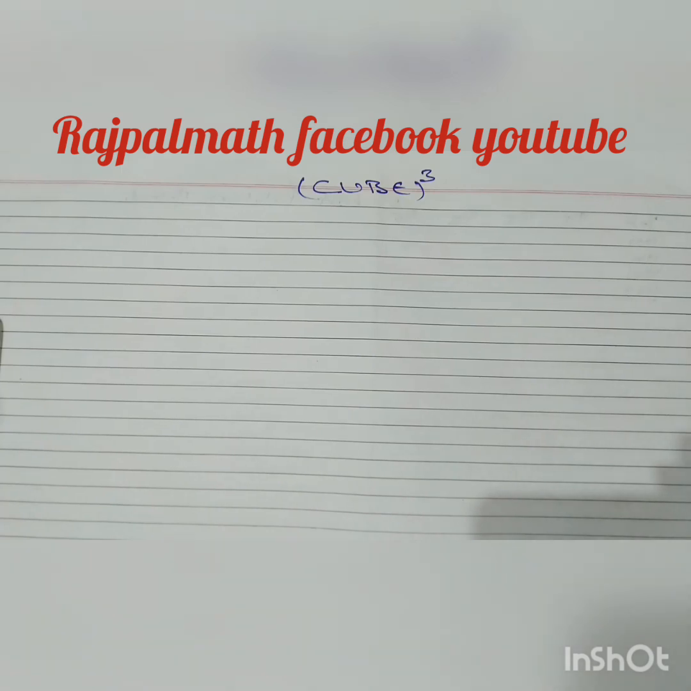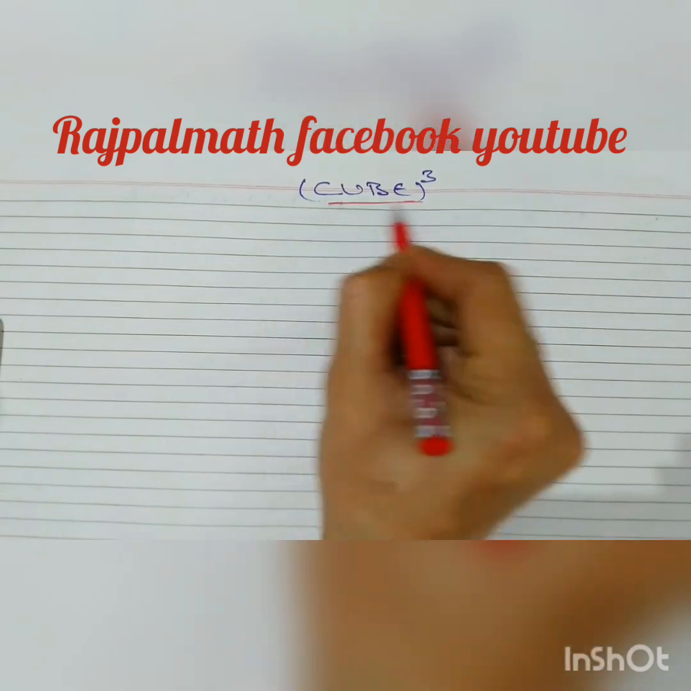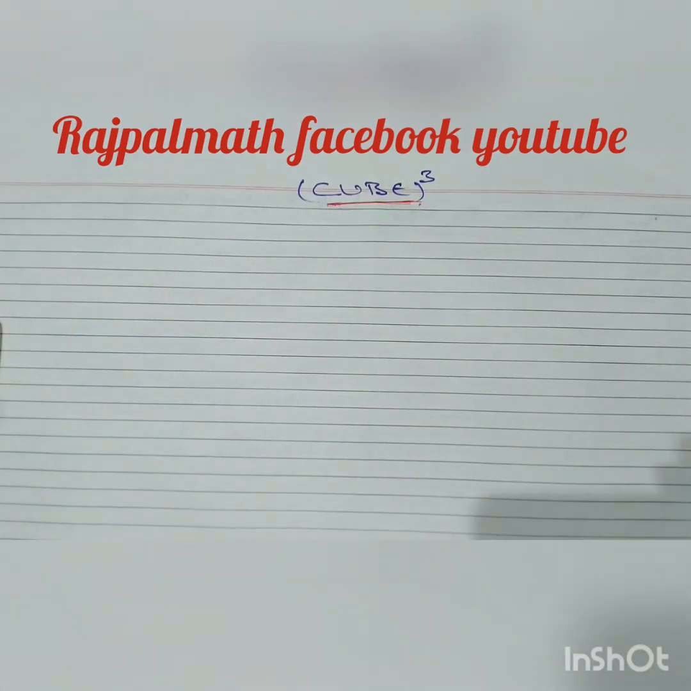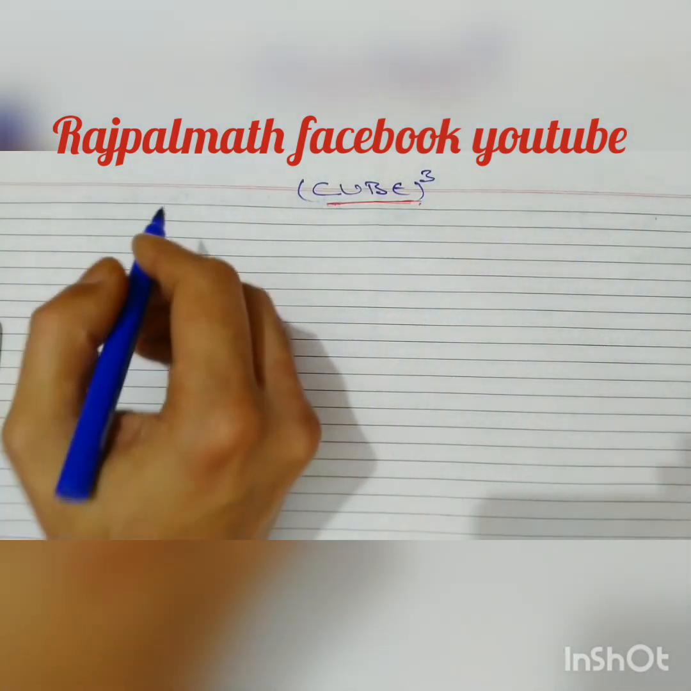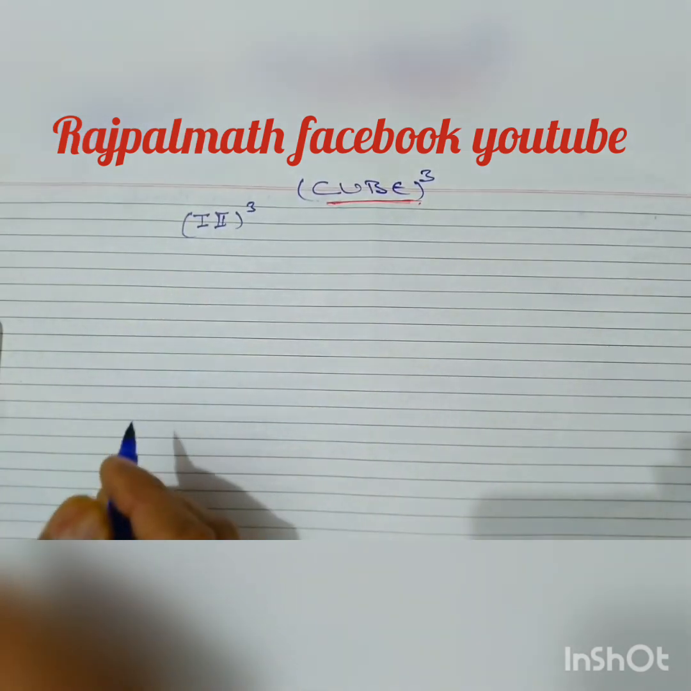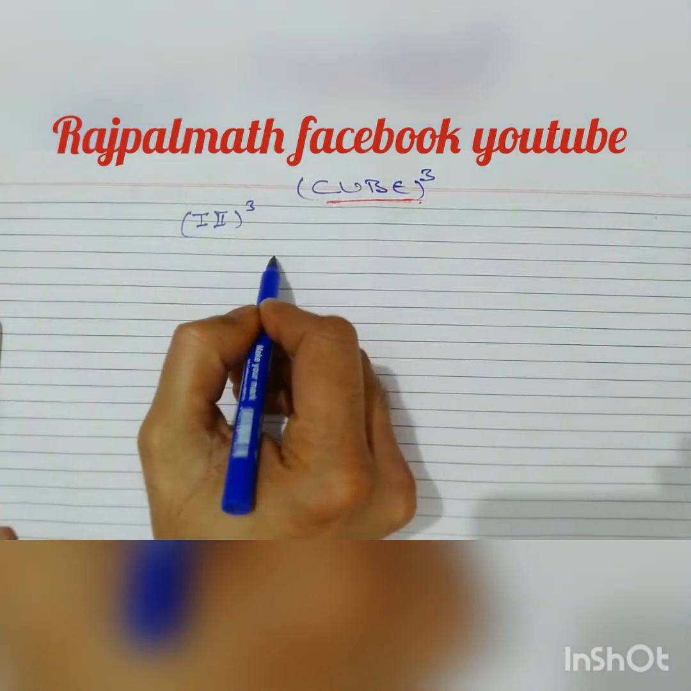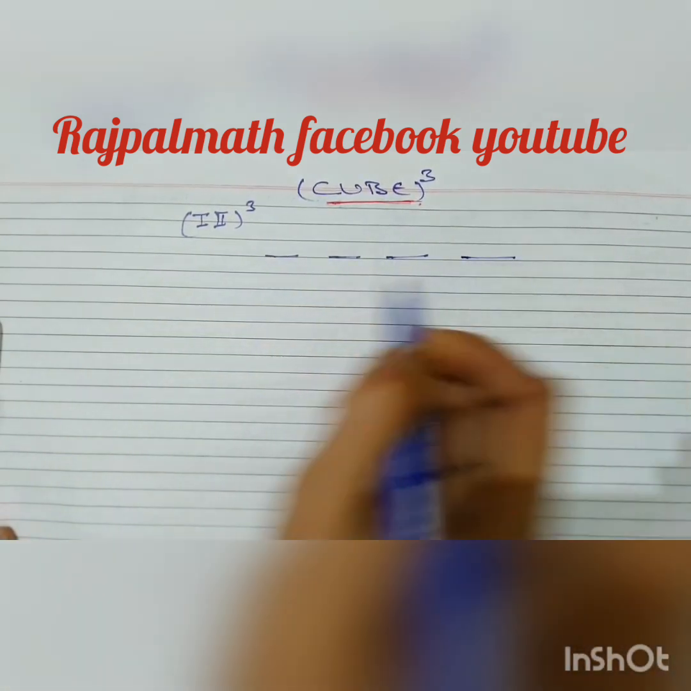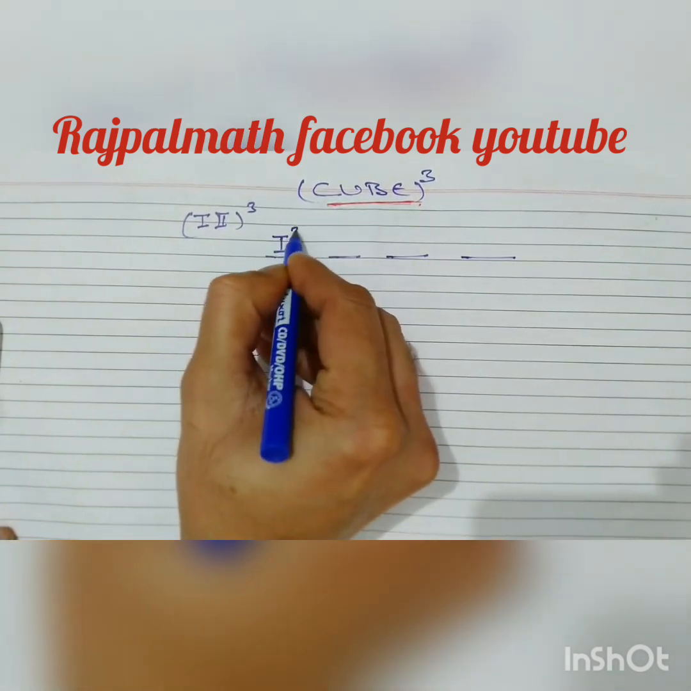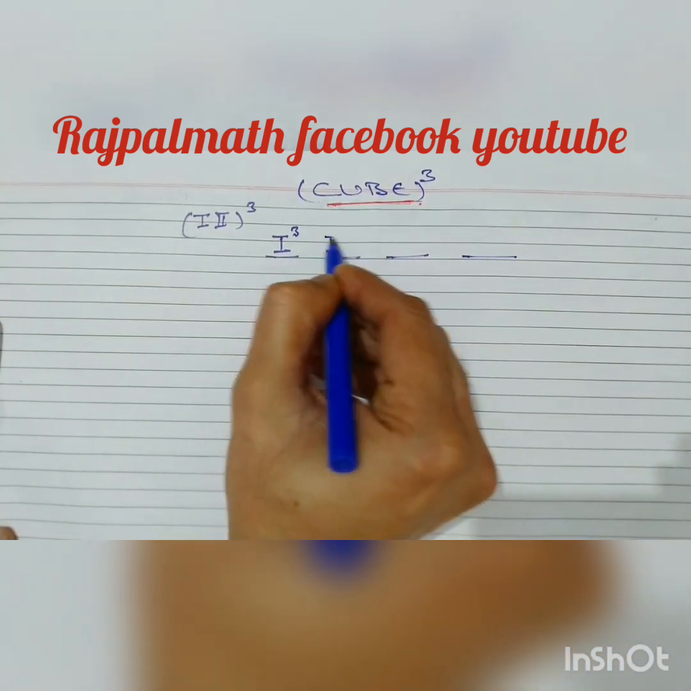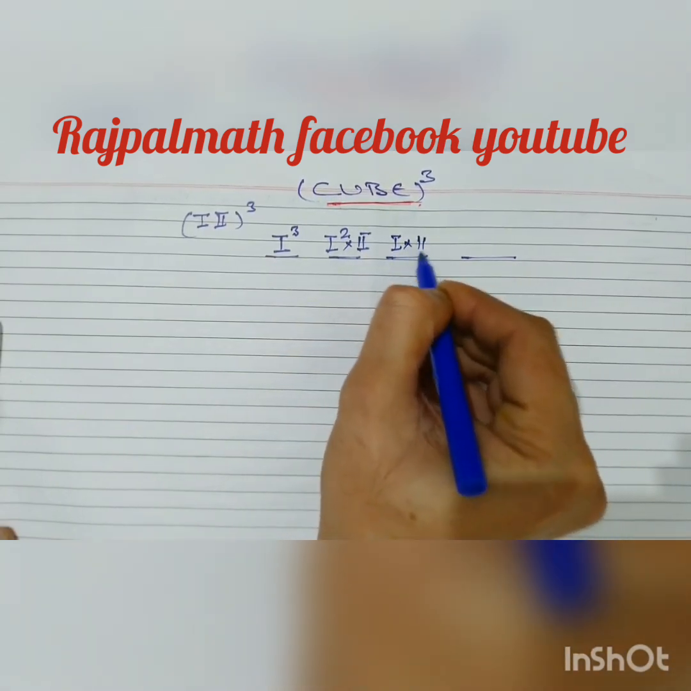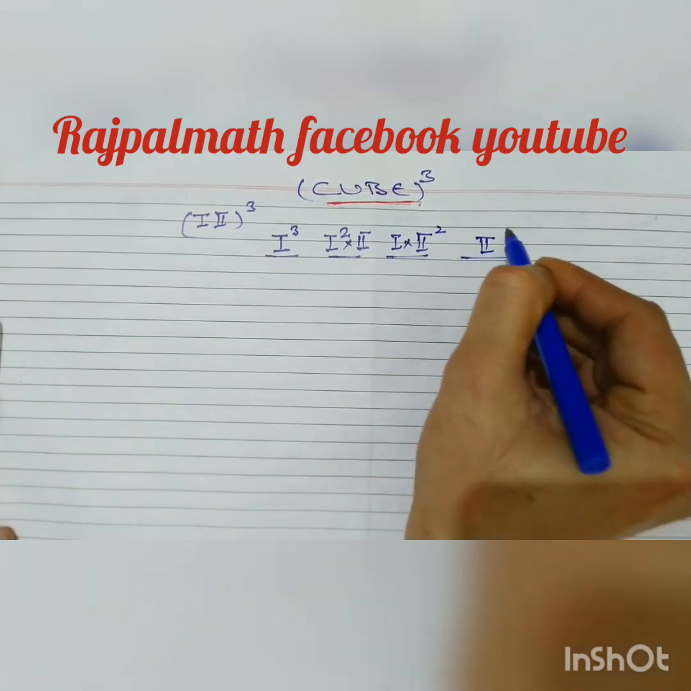Hello students, our next topic is to find the cube of any 2-digit number or 3-digit number by shortcut method. The basic formulation for finding cube for a 2-digit number is: make 4 slots, 1, 2, 3, 4. At first slot, the cube of the first digit, then the square of the first into the second digit, the first into the square of the second digit, and the cube of the second digit.